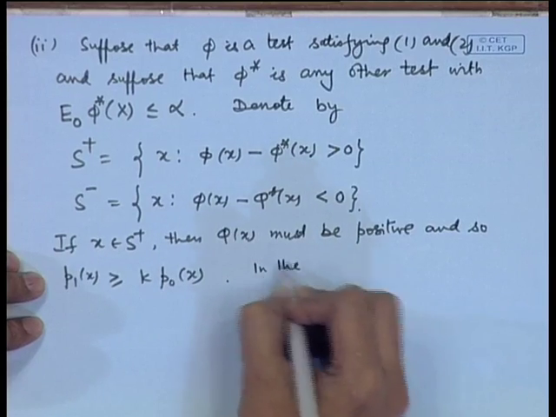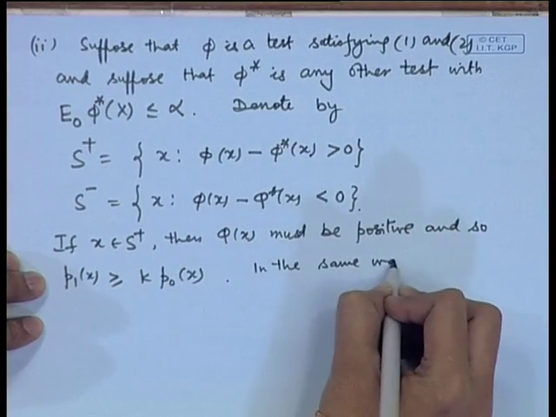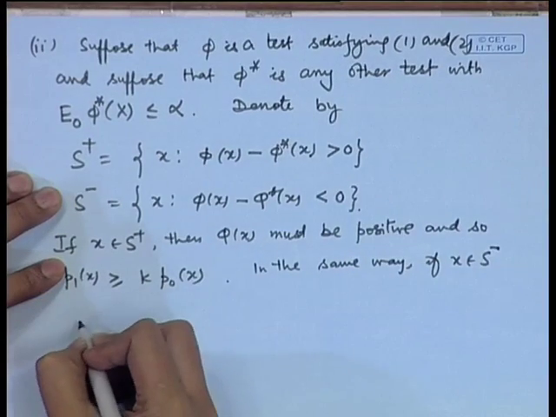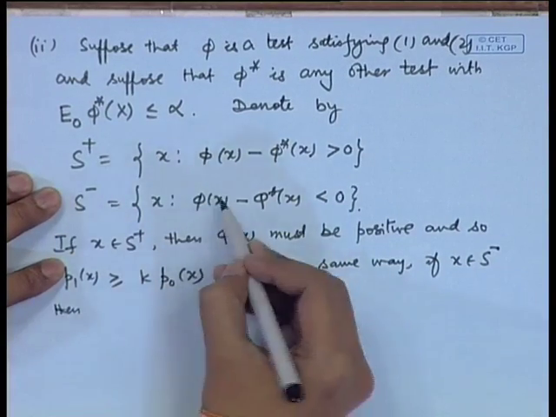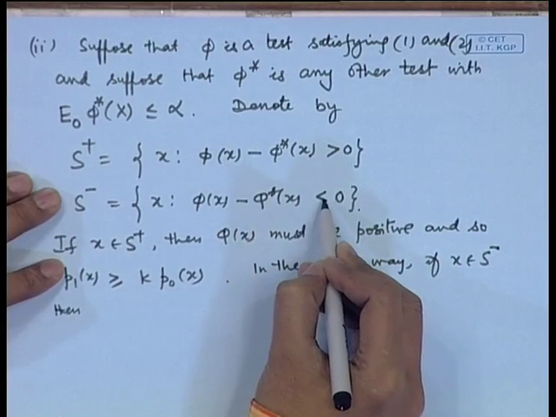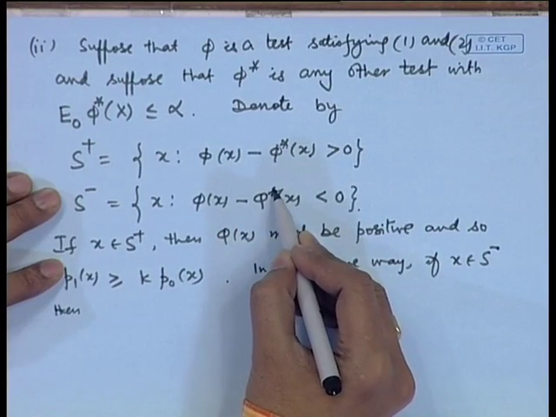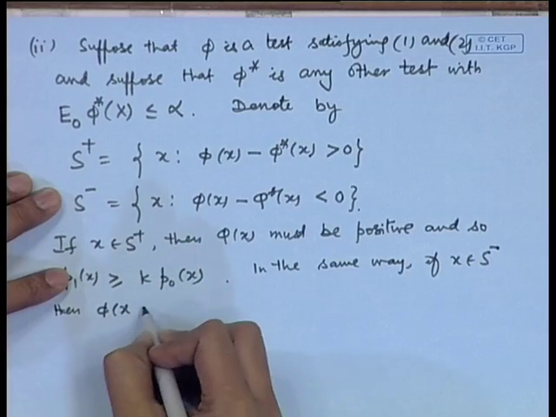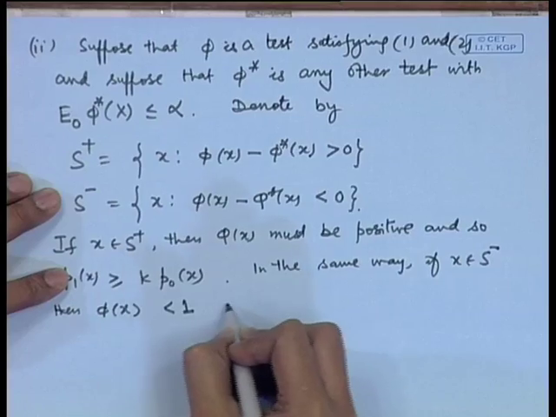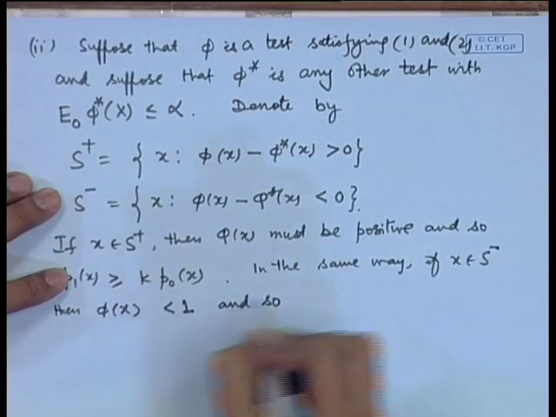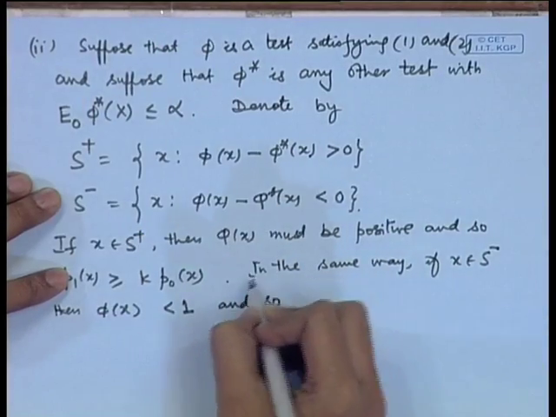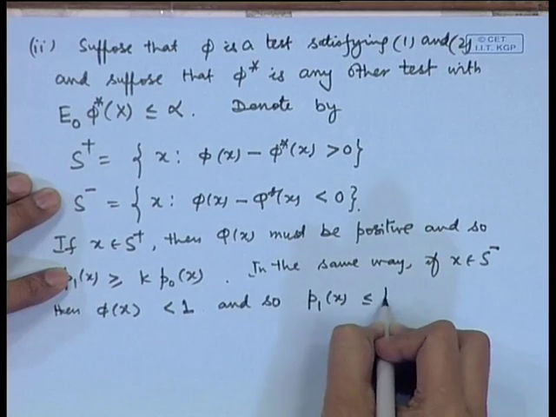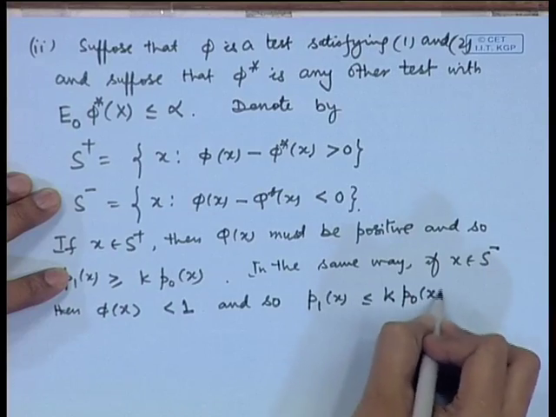In the same way, if x belongs to S minus, then here phi x will be strictly less than phi star x. Phi star x can take values between 0 and 1, therefore, phi x is less than 1. And so, now the less than 1 condition by the definition is satisfied for the phi function, for p 1 x less than or equal to k p naught x.